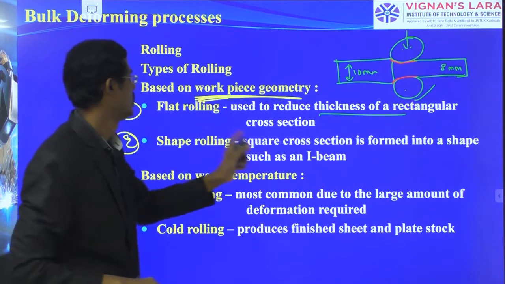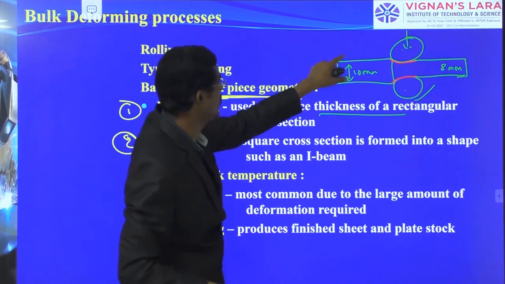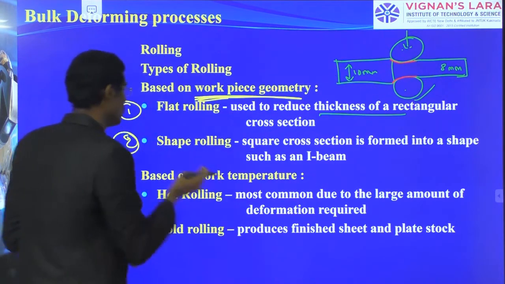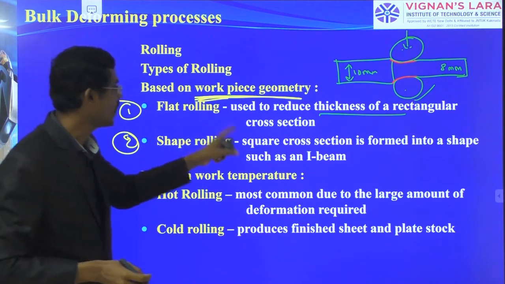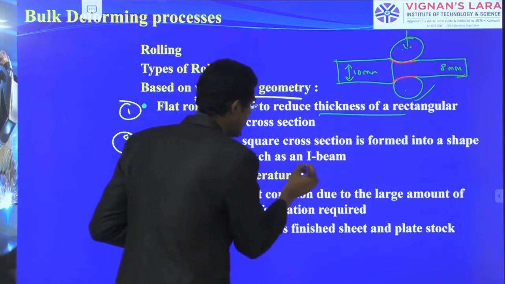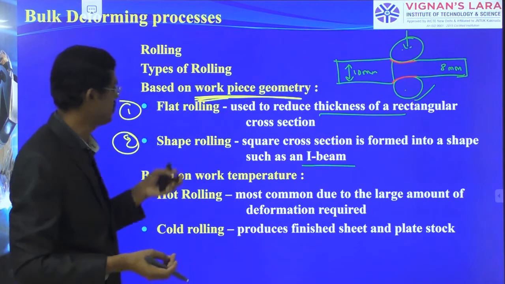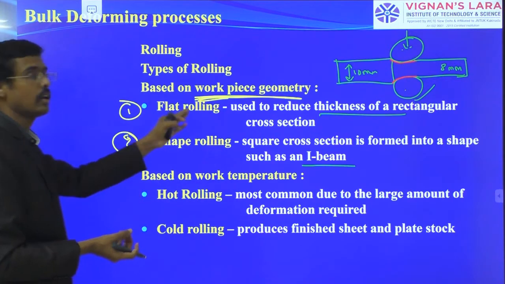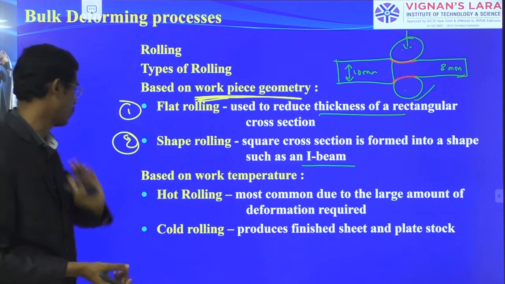Likewise, from rectangular to other cross sections, that is shape rolling. Maybe a square cross section is formed into a shape such as an I-beam. Such other shapes can be produced. So we have flat rolling and shape rolling.